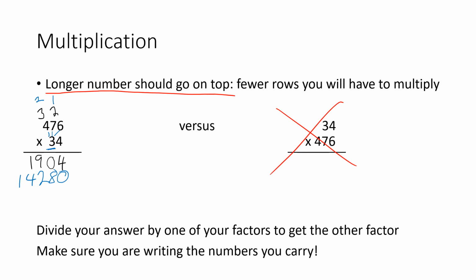Okay, now that we have our 2 rows multiplied, we're going to add these suckers together. So 4 plus 0 is 4, 0 plus 8 is 8, 9 plus 2 is 11, carry your 1, 1 plus 1 plus 4 is 6, and then our 1. So our final answer is 16,184.